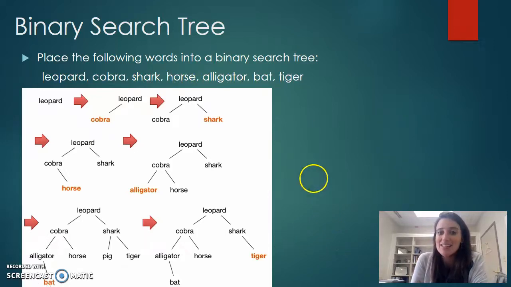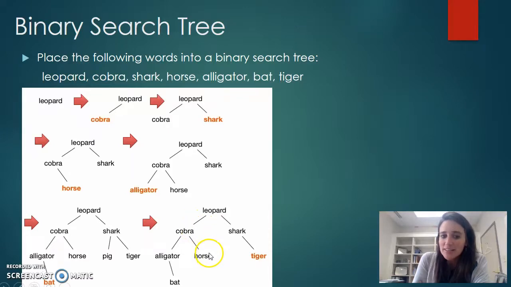But the idea is, if I want to see if, let's say, kangaroo is in this list of animals, I don't have to go through and look at the entire list. I can say kangaroo, J, K, L. Kangaroo comes before leopard, but after cobra, and after horse, but there's nothing after horse, so I know that kangaroo is not in this list. And I only had to check 3 words to figure that out, as opposed to looking at all 7. When your data sets are quite large, this is very helpful.